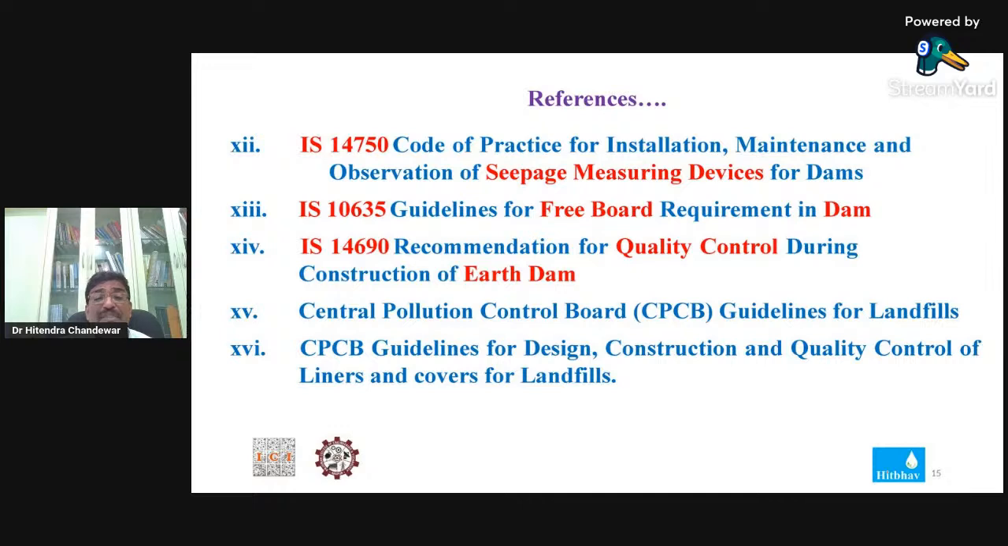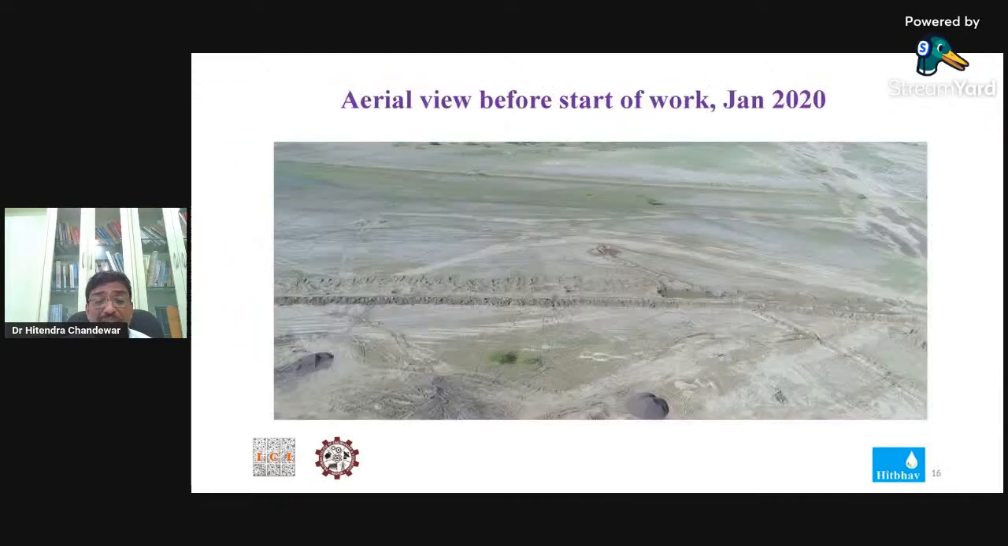Then we use the CPCB guidelines, which are basically for landfills, drafted by IIT Delhi. We use them for the different types of liners, and also for the quality and consumption of various liners. So these are the codes we refer to for the design.